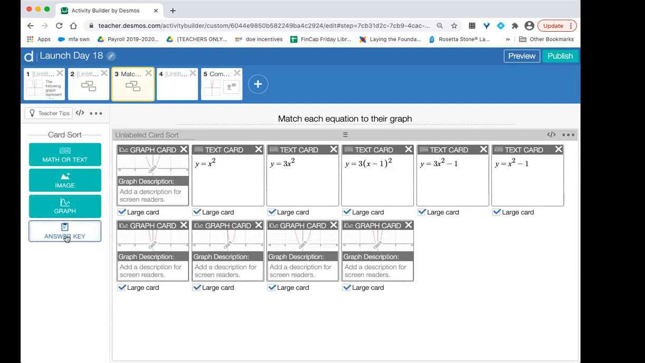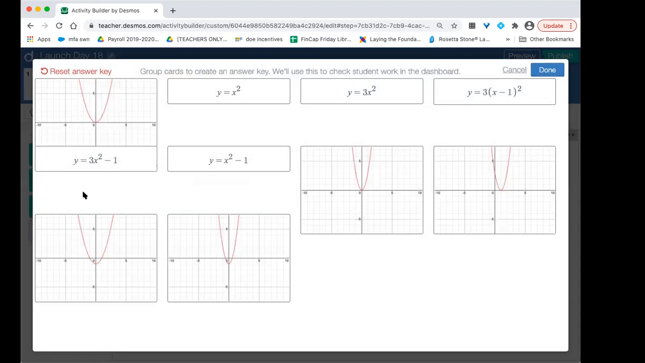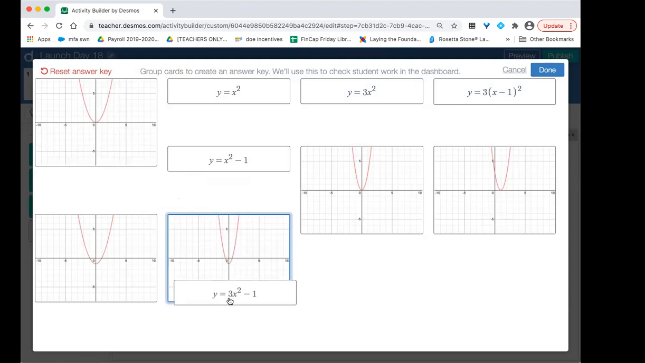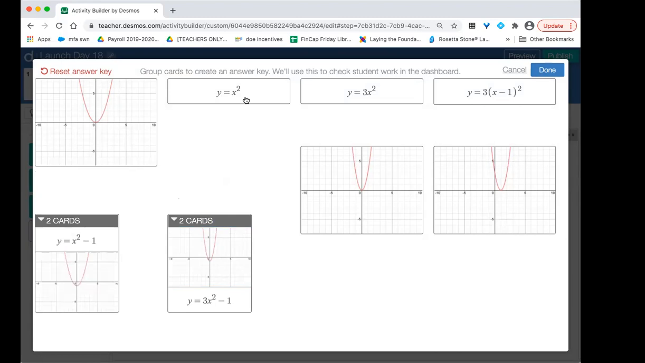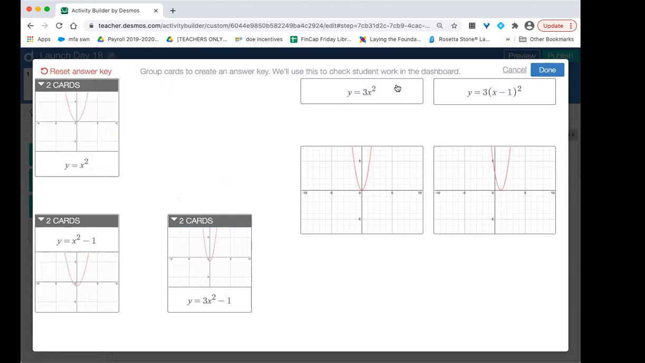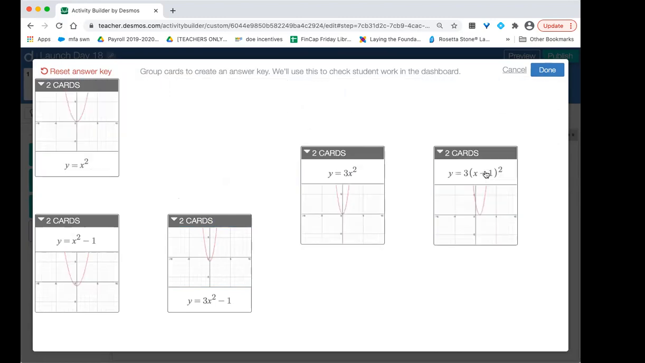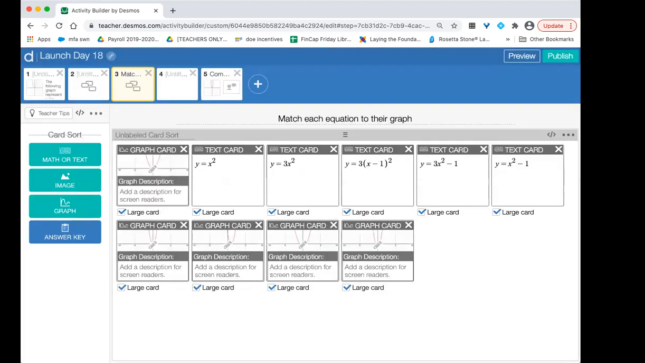To do that, you just click on answer key, and you move the equations. You're going to sort it yourself, really. If I look at this, I know that 3x squared is going to go into this graph right here, and I can see x squared minus 1. You're really just moving these around the way that the students would, but having this done ahead of time. You just click done, and literally the key is there. When you're on the teacher dashboard, you can see which ones students are getting correct, or how many they're getting correct. So that's the first part of the warm-up.